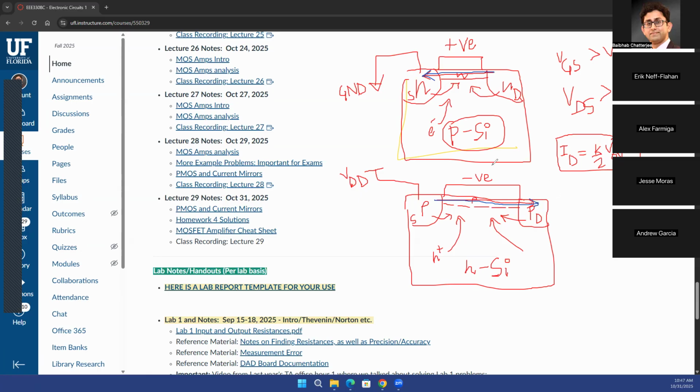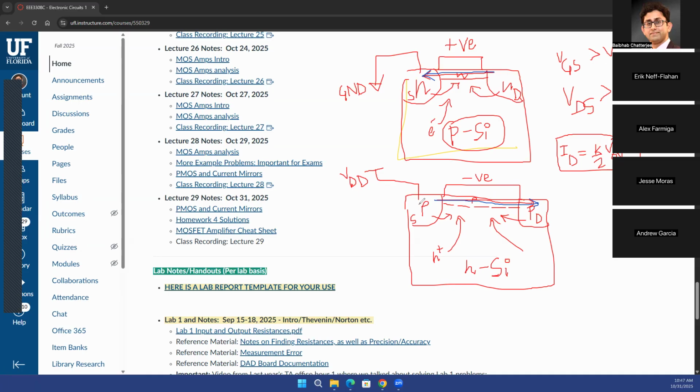And that's just because the source is always the source of the majority carriers. So for an N-type MOSFET, your source was the source of electrons. So electrons flow from source to drain. That means current flows from drain to source. For the PMOS, the holes flow from source to drain. That means current also flows from source to drain, because holes are again the dual of electrons.